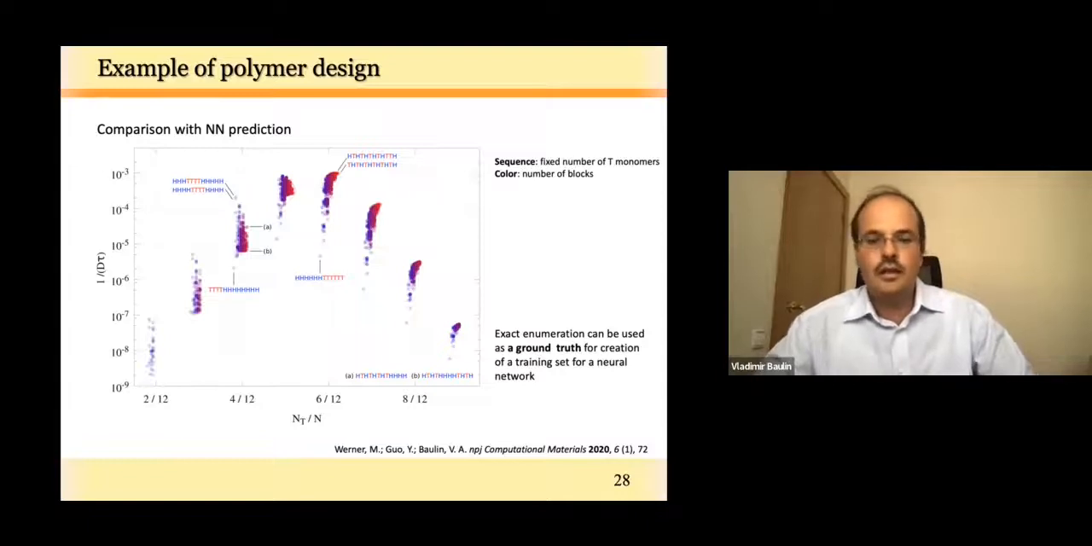And the conclusion from here is that exact enumeration, this method enumerating all possible conformations and predicting, can be used as a ground truth for neural networks. And this is an exact solution. And because it's an exact solution, it's quite useful.